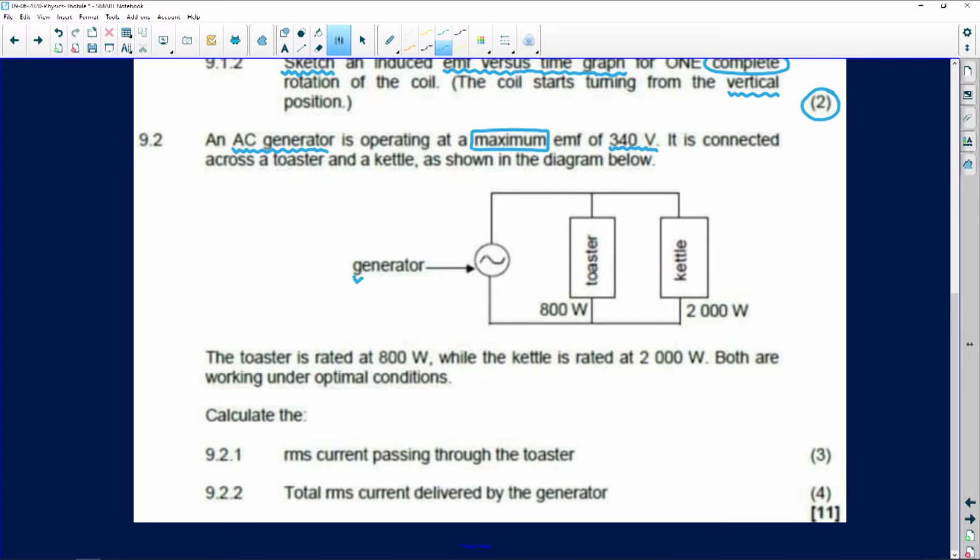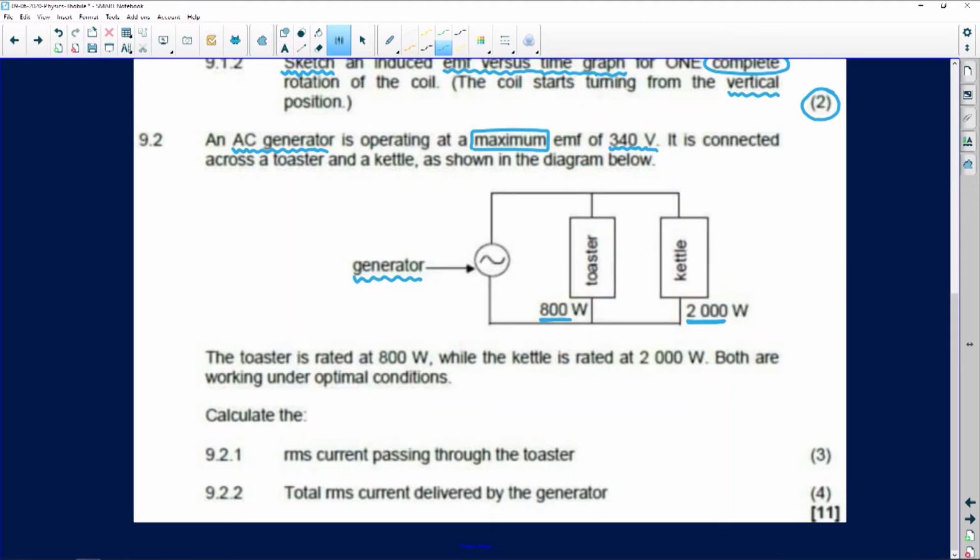Okay, this is my generator. I've got a toaster and I've got a kettle. Now, this is 800 W. This is 2000 W. Now, going back to grade 11, we know our SI units and we know that a capital W means power. So this means 800 watts and this means 2000 watts. Now, going back to electricity, I can see that the current will come and it'll split. So this is a parallel circuit, right?